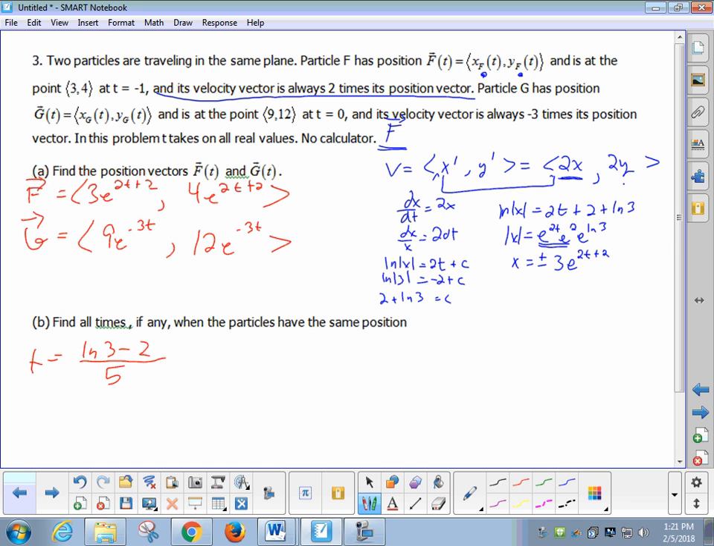You should show plus or minus, but then intentionally choose which one makes sense in terms of the context of the problem. Which do I choose? Yeah, because time equal -1, x is positive 3, we choose the positive. So x is 3e to the 2t plus 2.